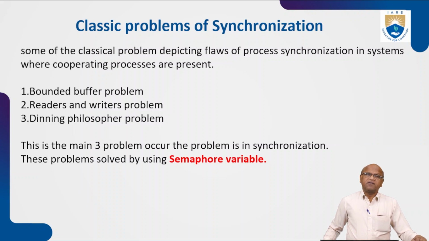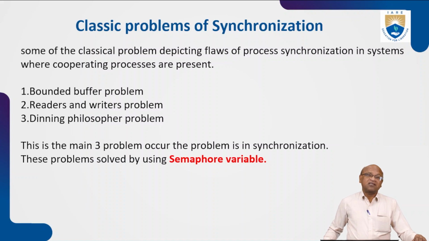In the previous slide, we discussed what a semaphore is, what the critical section is, and the Peterson critical section problem and solution. Today we are going to discuss some of the classical problems of synchronization, some of the classical problems depicting flaws of process synchronization in systems where cooperating processes are present.